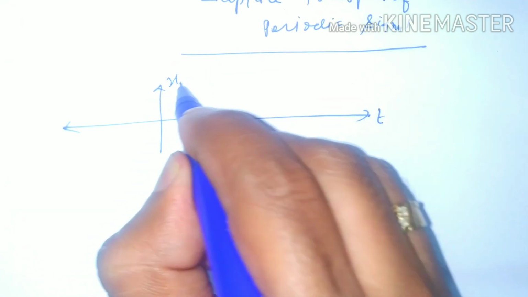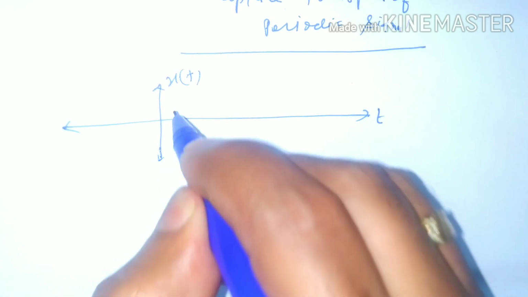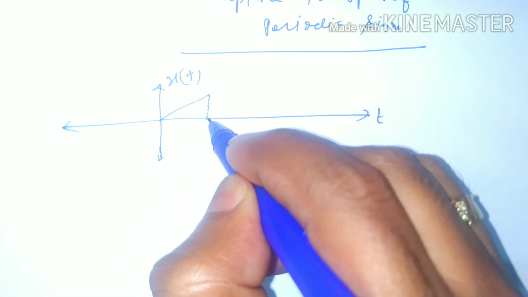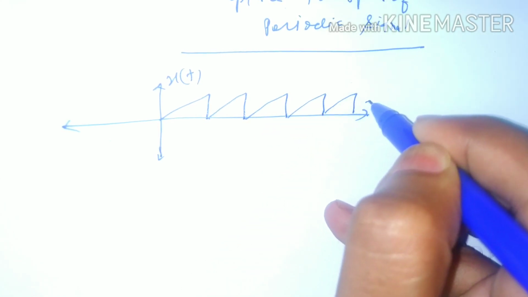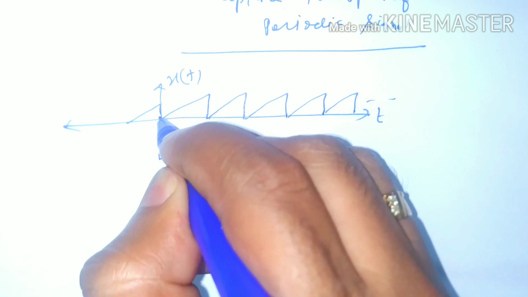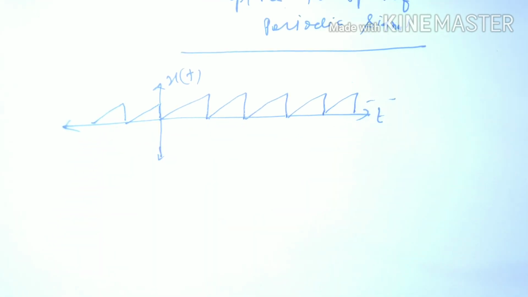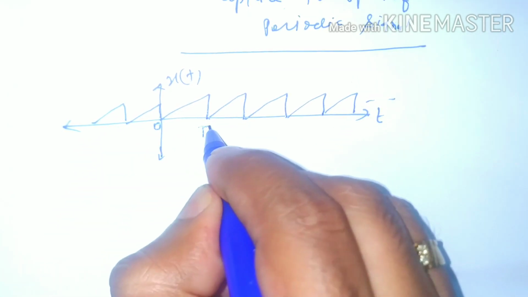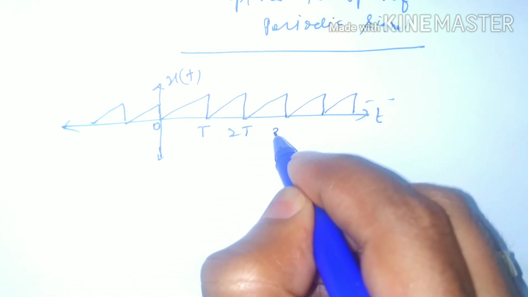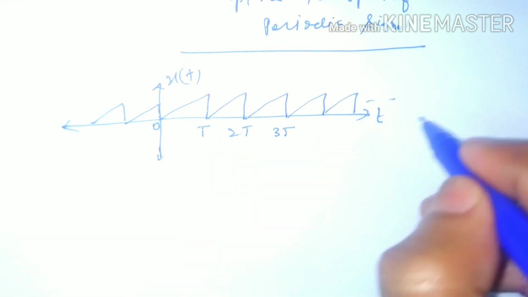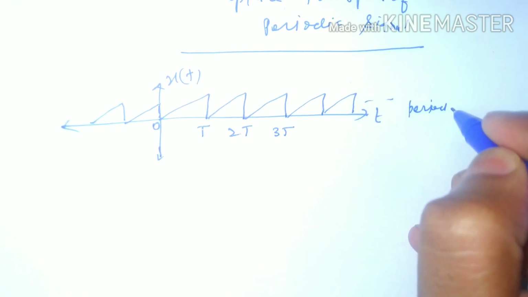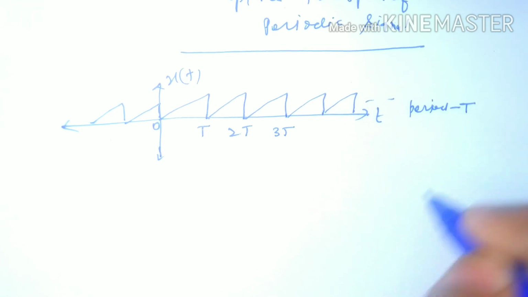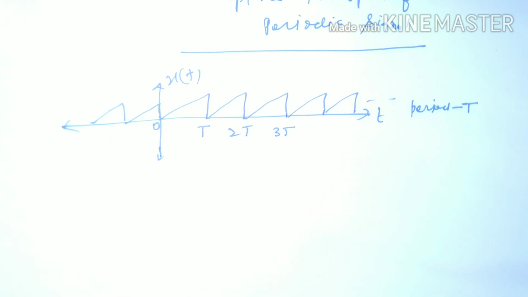Let a signal x(t) be a periodic signal, and its period is T. Then how can we find its Laplace transform?